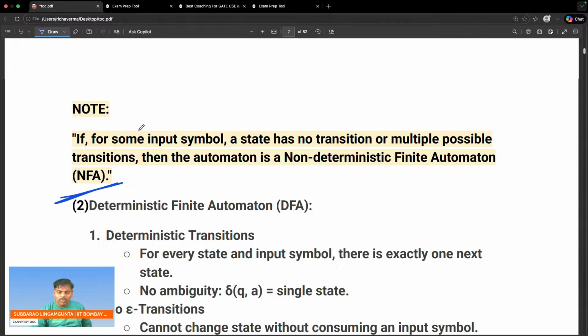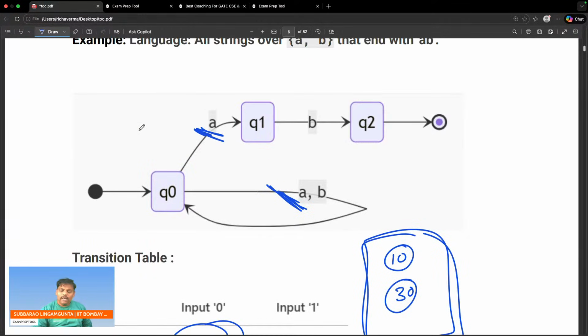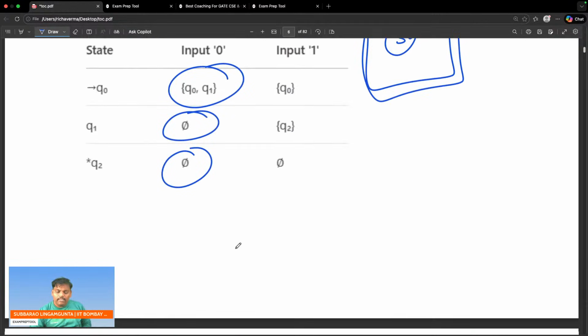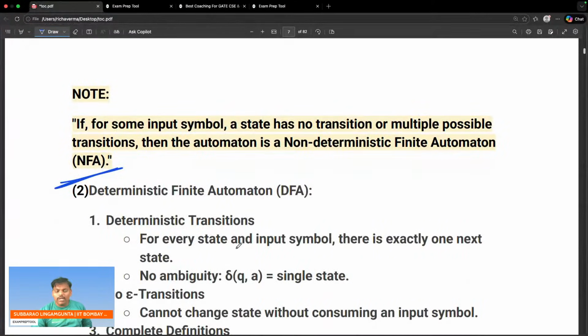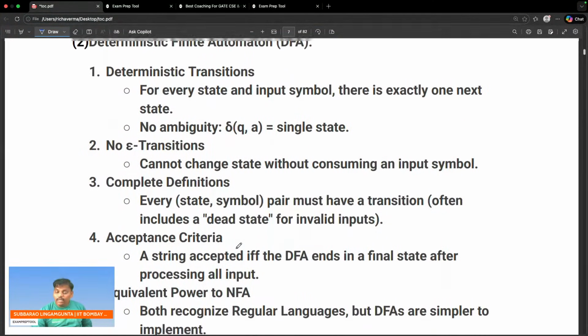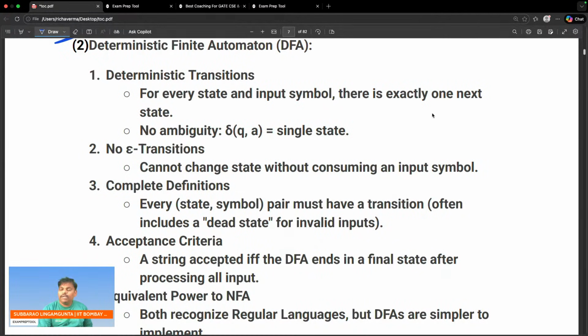Everyone knows this. If you observe the above diagram, same story. On some state, no transition for some symbol or multiple transitions. See, on Q0, on A, two possibilities. Next, on Q2, you are not saying what about A, what about B. So that is called NFA. But in the case of DFA, for every state, for every symbol, exactly one transition. No ambiguity. No epsilon transitions are there. Complete definition means nothing will be left out.